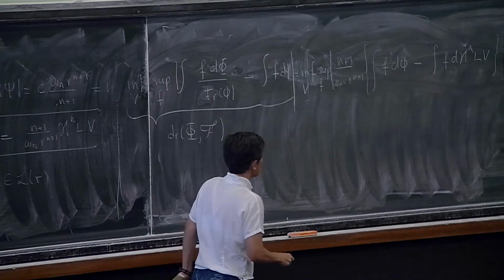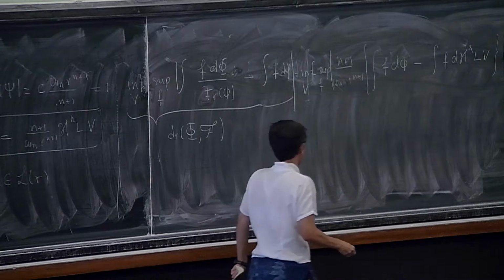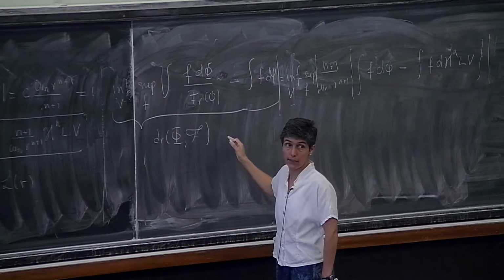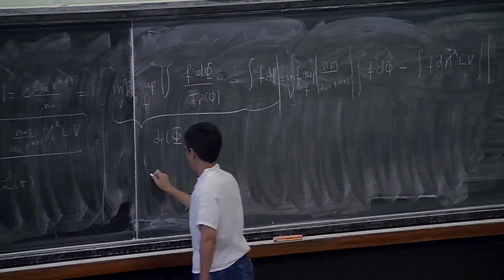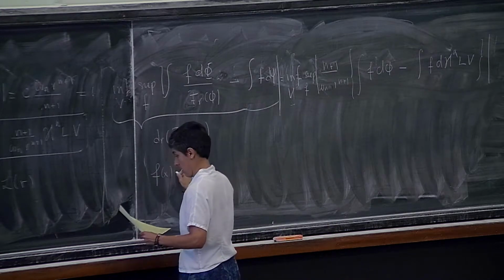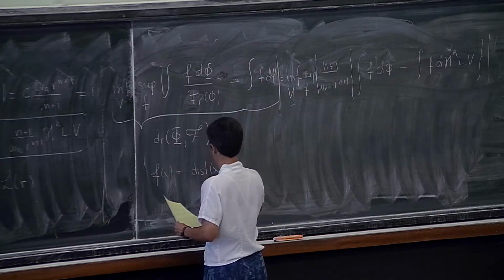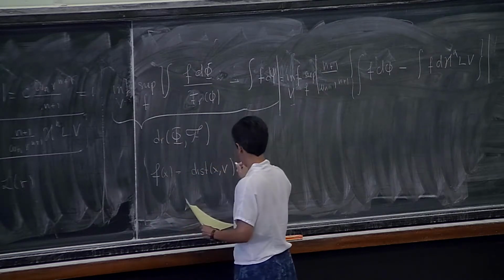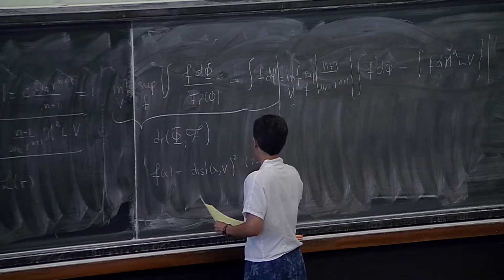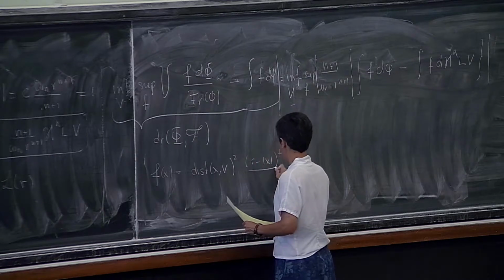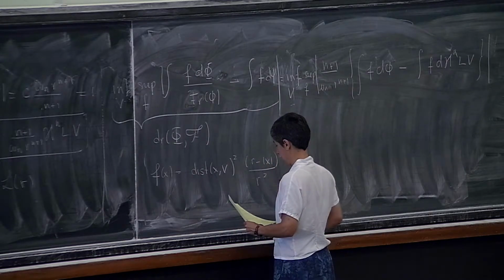And what I want is to choose a specific f and say, well, for the specific f, this is going to be greater or equal than that f. So here's the f I want to choose. f of x is the distance from x to v, I don't tell you which v, it doesn't matter for now, times (r minus |x|)_+ over r squared.